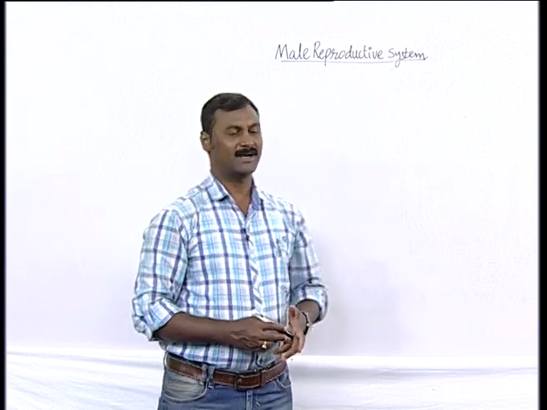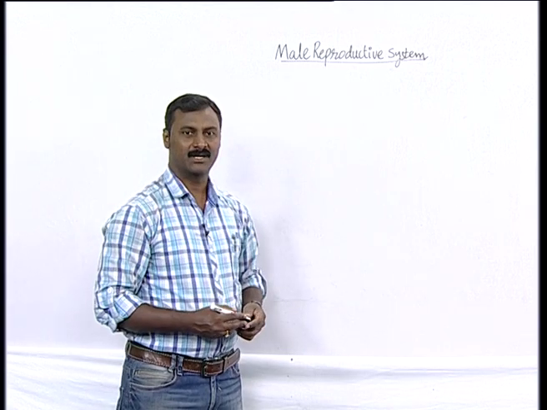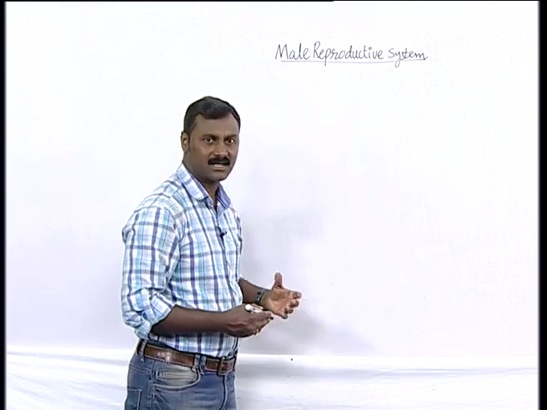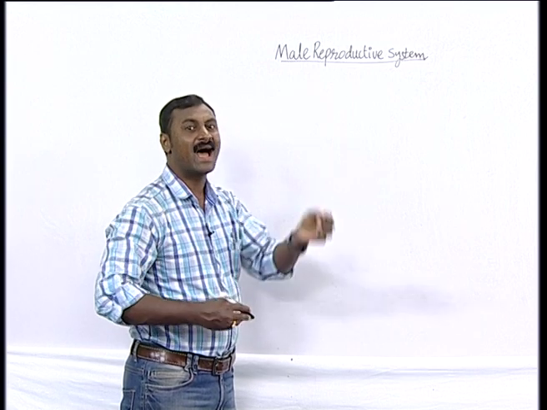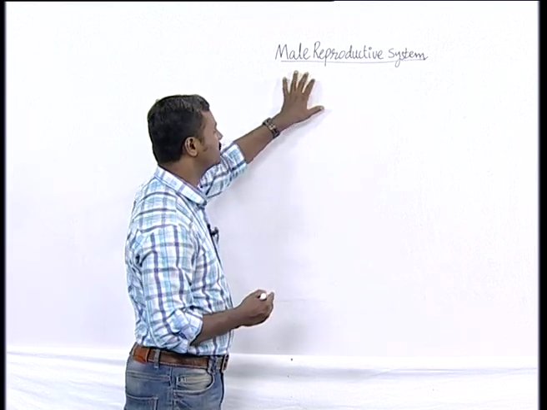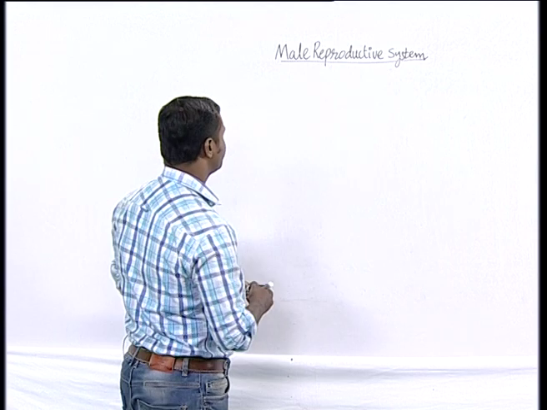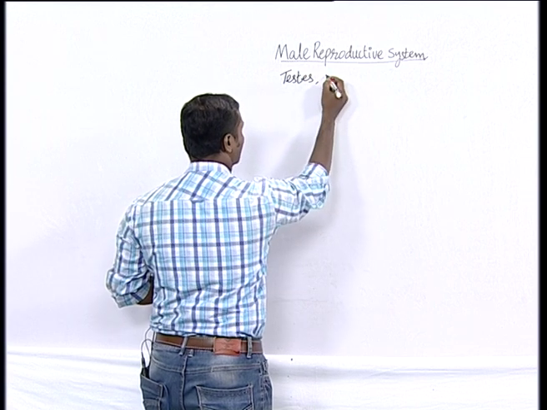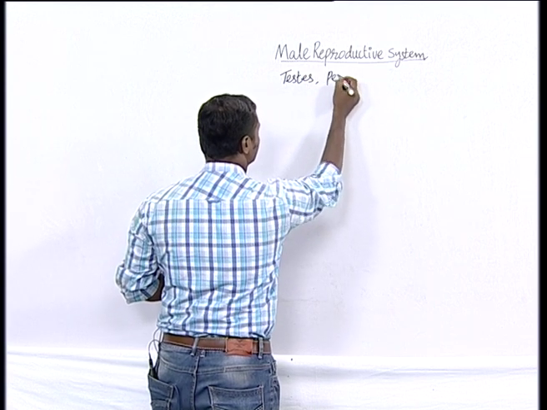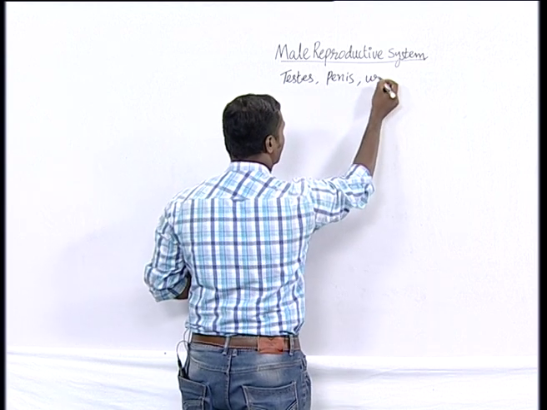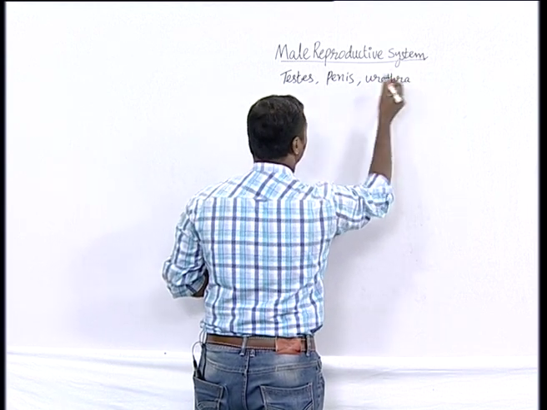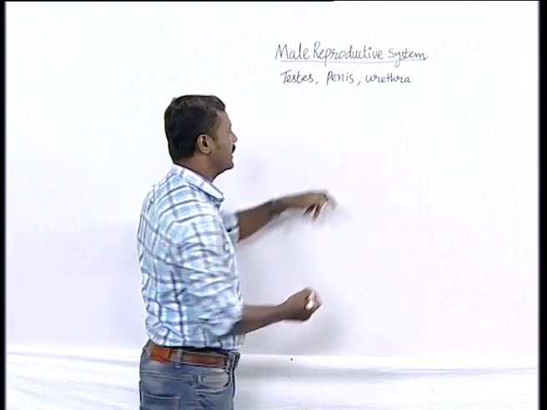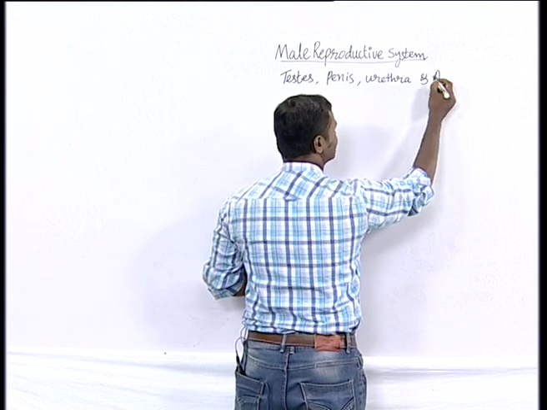Okay students, now let us discuss the male reproductive system. Here we are going to discuss the external genital organs and also the accessory glands which are involved in male reproduction. The male reproductive system includes a pair of testes, a penis and urethra. These are the three important structures: testis, penis and urethra, and along with that we can see the accessory glands.